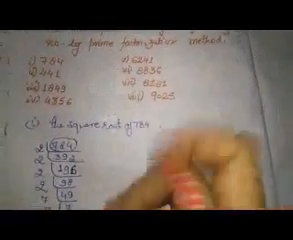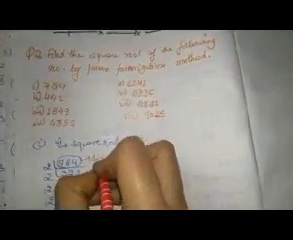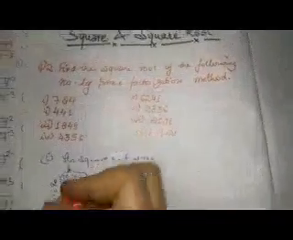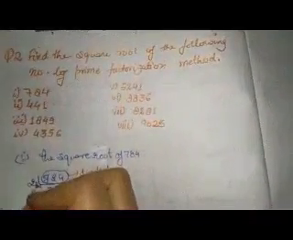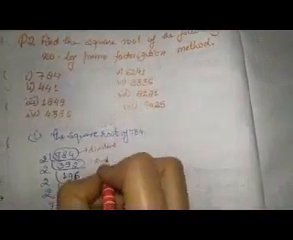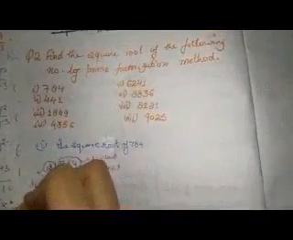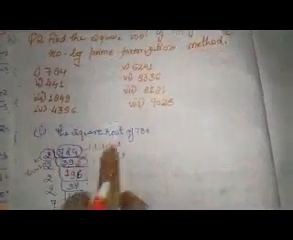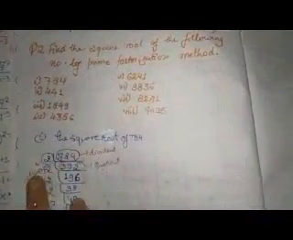Now we can see, in prime factorization we will write the dividend here, the divisor here, the quotient in the next line, and the divisor here.